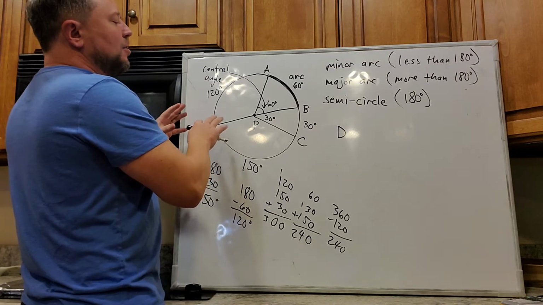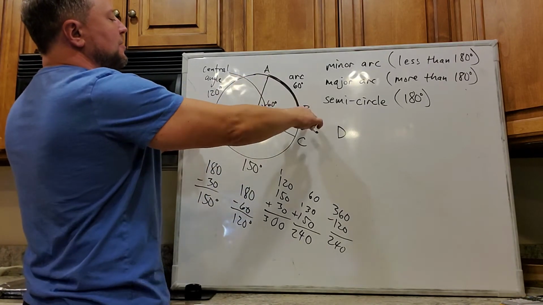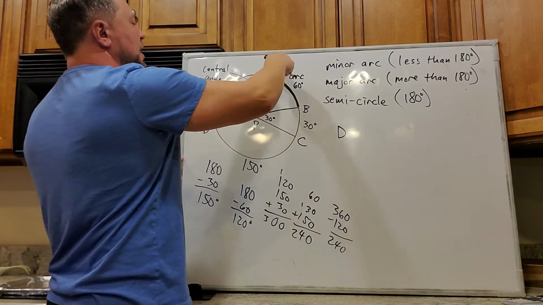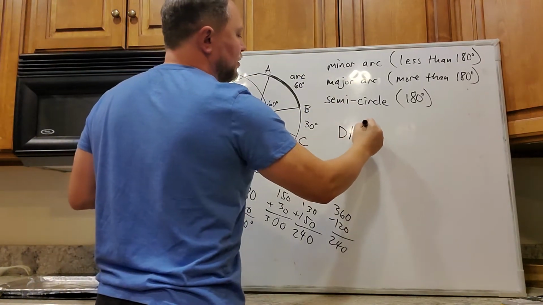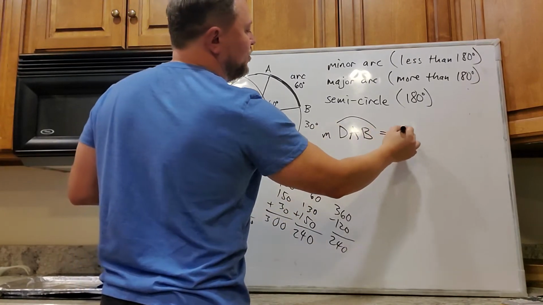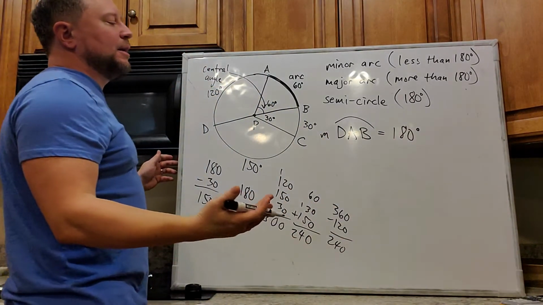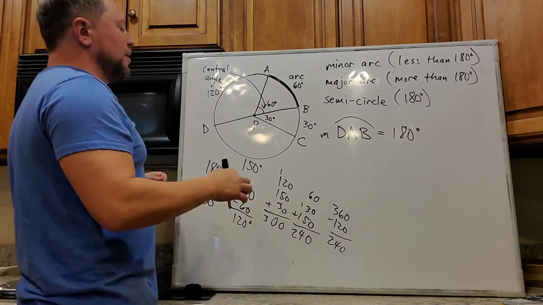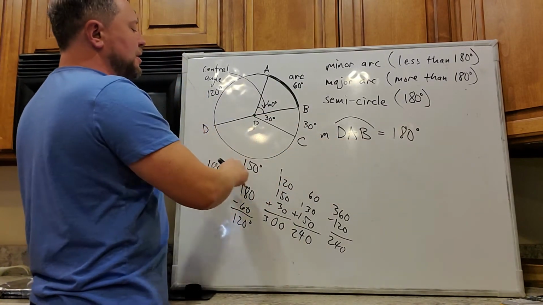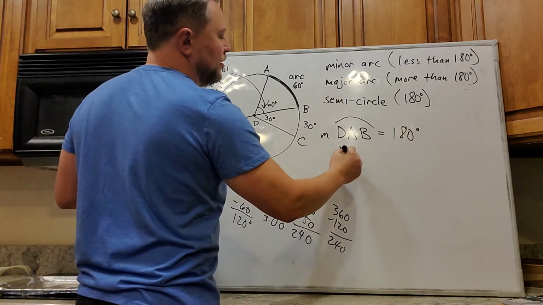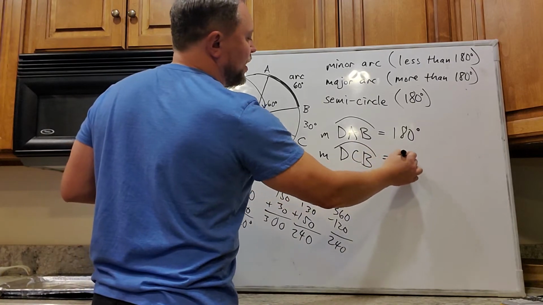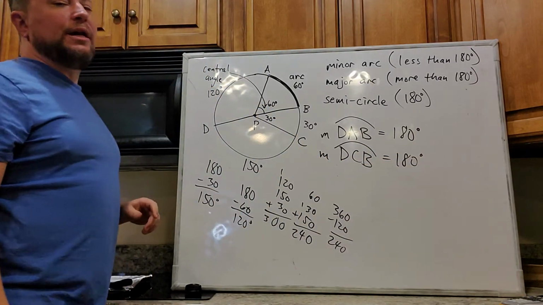And again, just like on a major arc, act like you're tracing it. So this top semicircle would be DAB. Dab. And of course, its measure then would be 180. It's exactly half the circle, a semicircle. The bottom half, instead of being called DAB, would be called DCB. And again, it would also have a measure of 180 degrees.